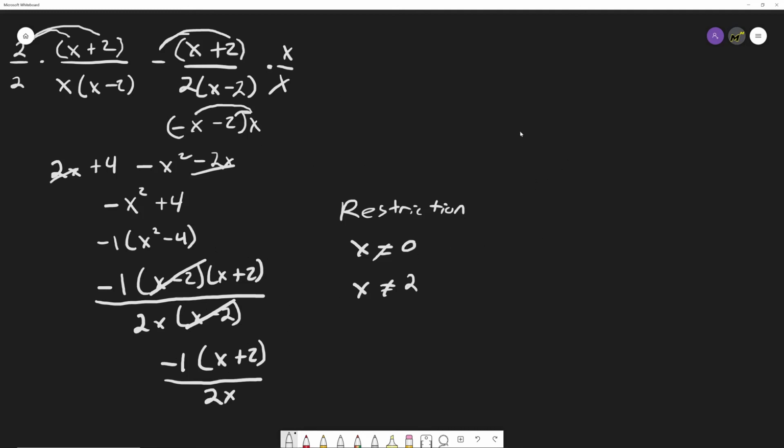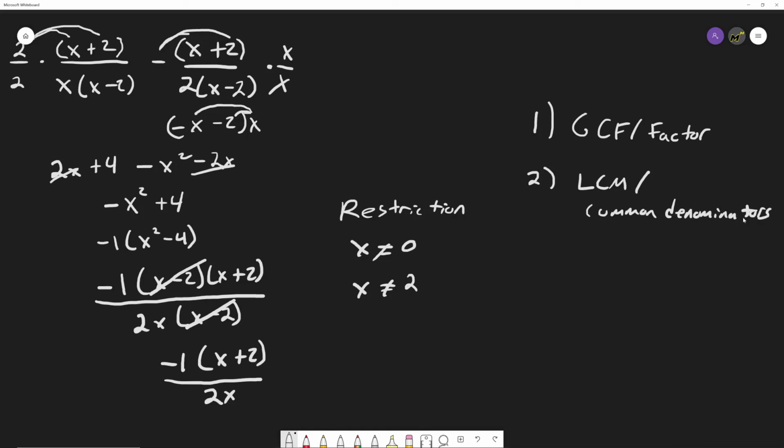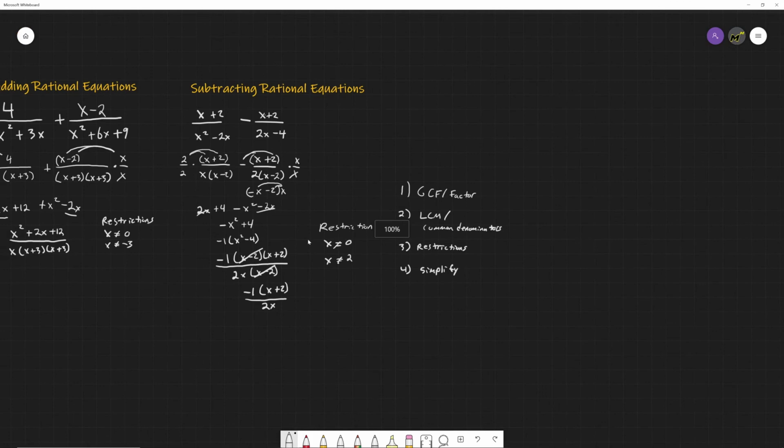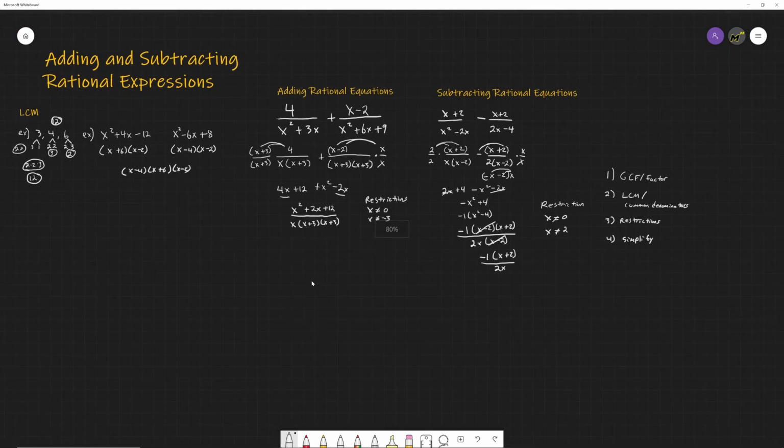And so on a step-by-step basis, you kind of want to think of it: 1, find the GCFs, or factor what you can. 2, find the least common multiple, so you have common denominators, right? Step 3 is when you want to state your restrictions. And once you state your restrictions, then you can go ahead and cancel anything that cancels and simplify your expression. And there you have it. And that is how you add and subtract rational expressions.